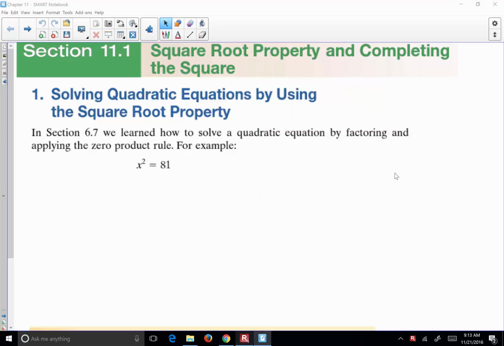This chapter 11 is about quadratic equations and functions. But before that, we need to learn a couple of tools just specific for this chapter. They are called the square root property and completing the square, especially the second half of this section, completing the square. It is extremely important for this course, and the following course will be using this tool.